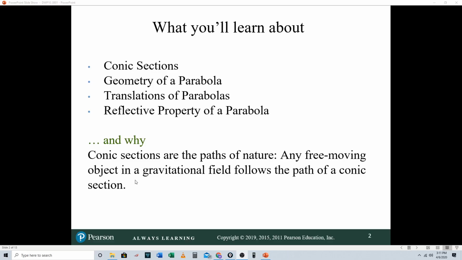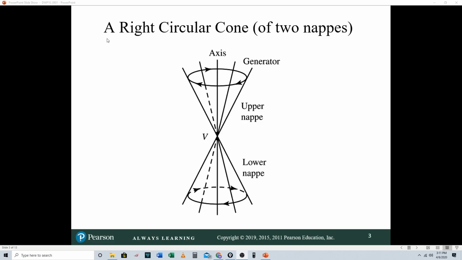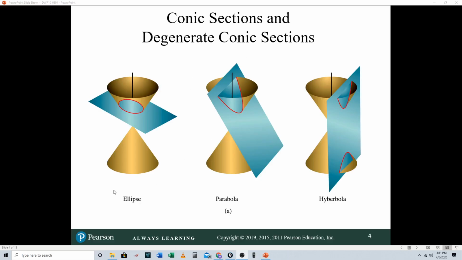Why conic sections are important in nature: any free moving object in a gravitational field follows the path of a conic section. So this would be astrological even. Here we have a right circular cone of 2 nappes, where we have an upper nappe and a lower nappe. We have a generator causing a circle here, and they meet at a vertex. Now, we have several different shapes that can be formed by the intersection of a plane and a cone.